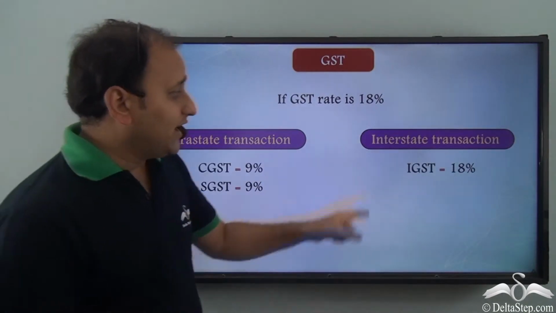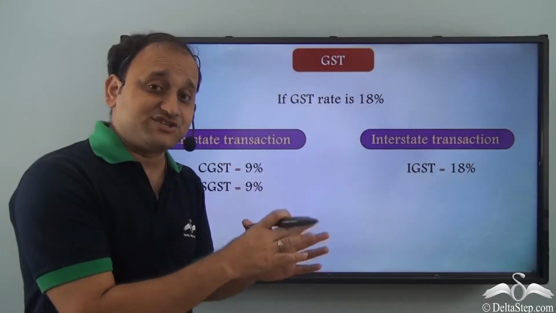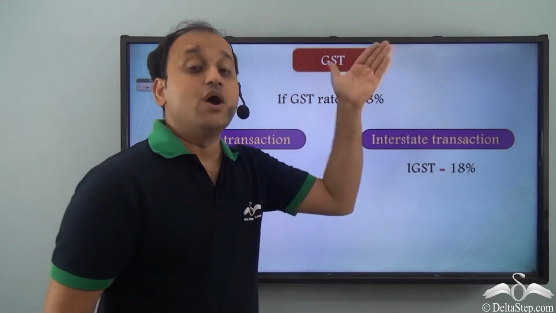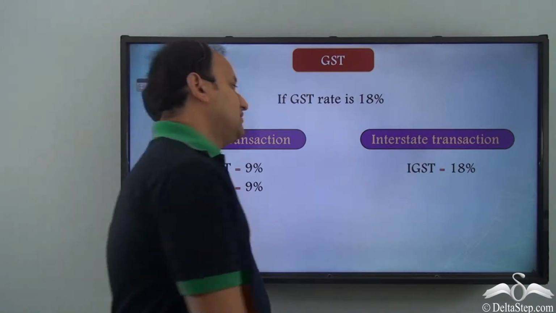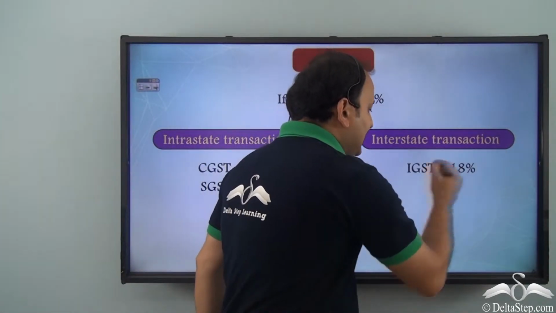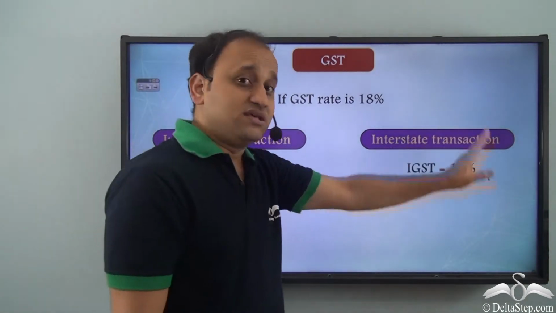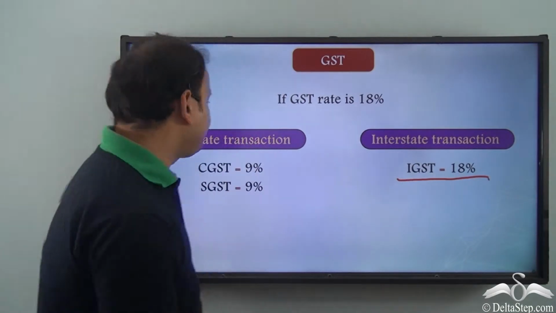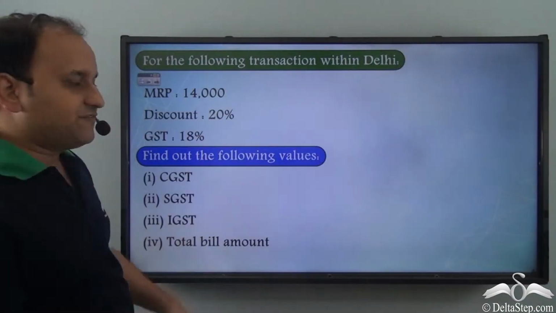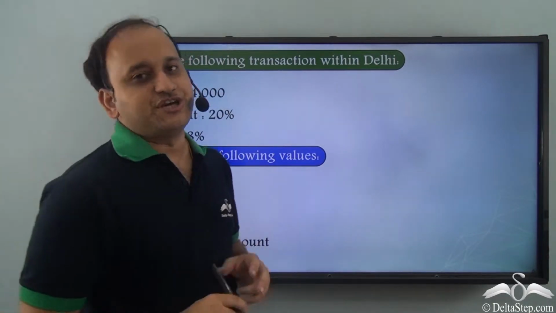Now let's come to interstate transaction. In this scenario, what will happen? Well, the transaction is happening interstate, that is one state to another. Then the entire amount will be collected as IGST, that is 18%, and later on this amount will be distributed to states accordingly. So now that we know this, let's try to solve some problems related to GST.